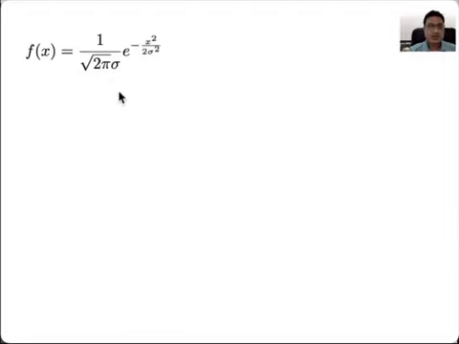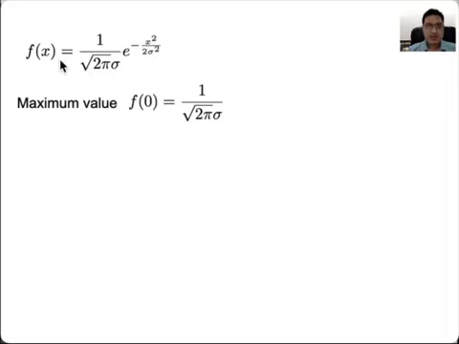Okay, so this is the function we have seen in the previous slide, and now let's ask what is the maximum value of this function. So we can substitute the value of x equal to 0. That's what we have seen. The curve is maximum where it is peaked. So this is peaked at x equal to 0. So we can substitute x equal to 0 here, so we can know what is the maximum value. The maximum value comes out to be this constant.